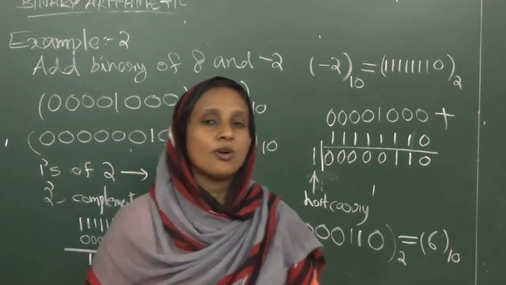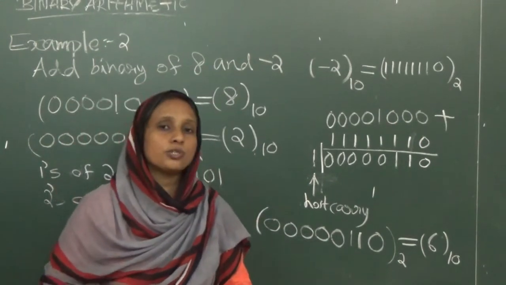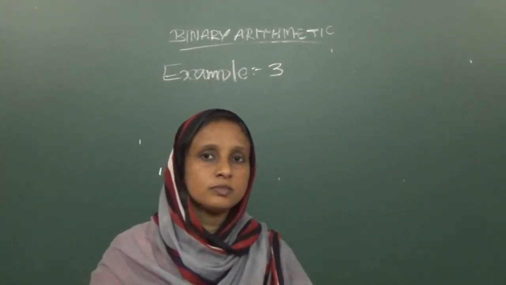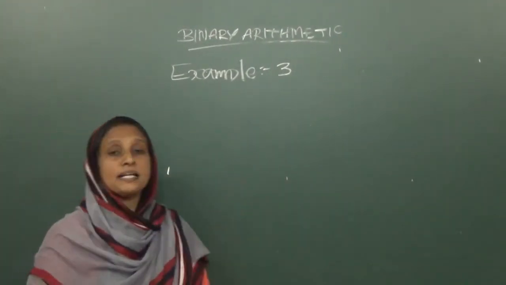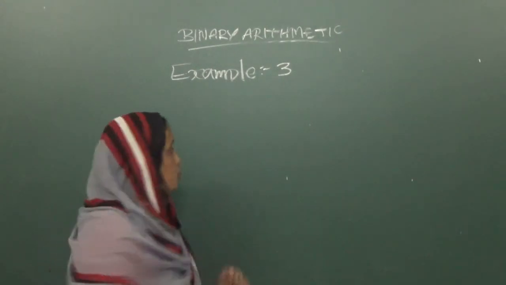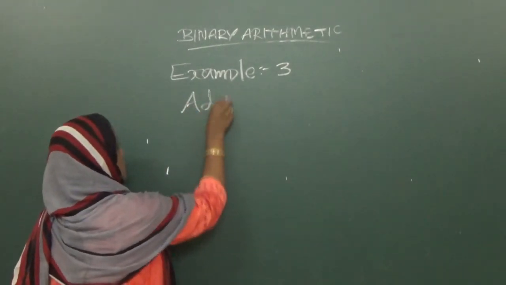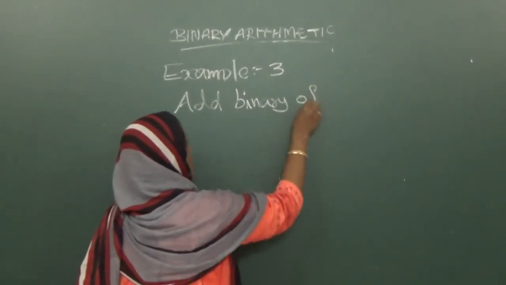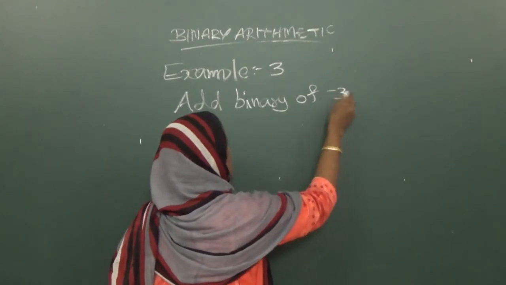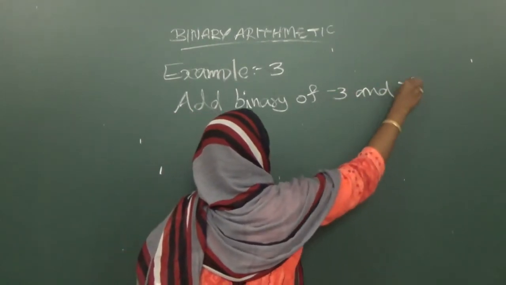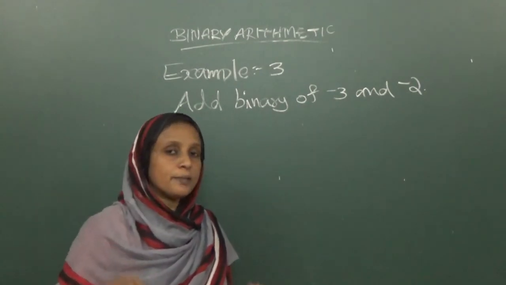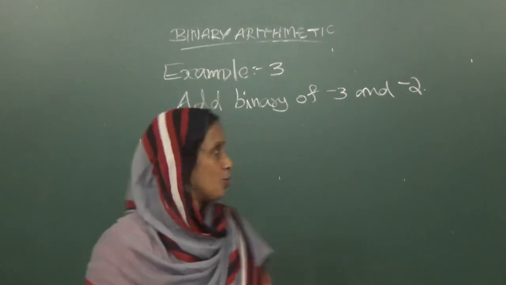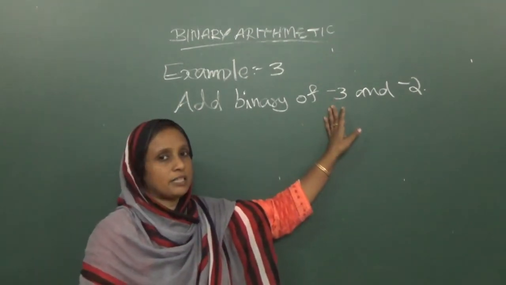Okay? Now, we can do another example using two negative numbers. As the third example, we will add minus 3 and minus 2. Add the binary equivalence of minus 3 and minus 2. So, in this third problem, we add two negative numbers. So, we have to represent this in equivalent binary.